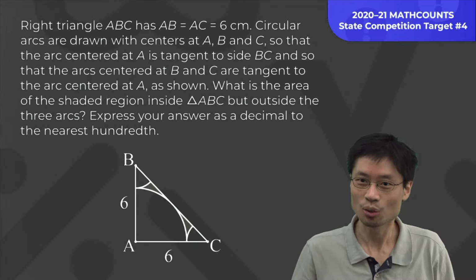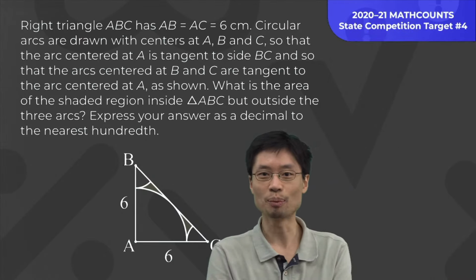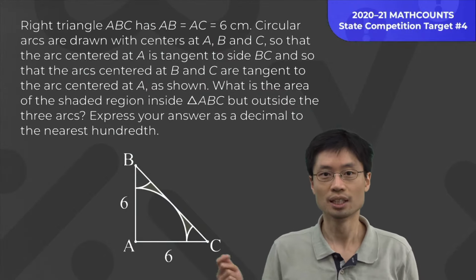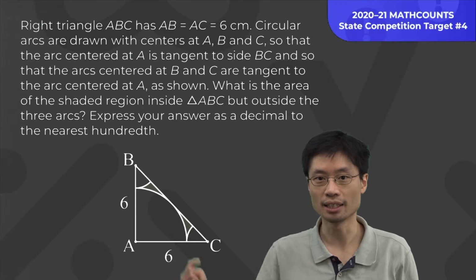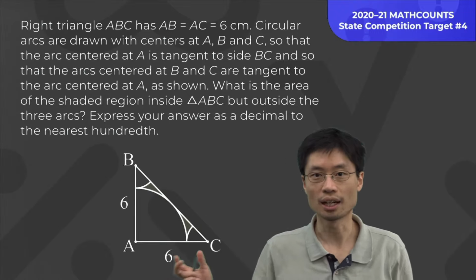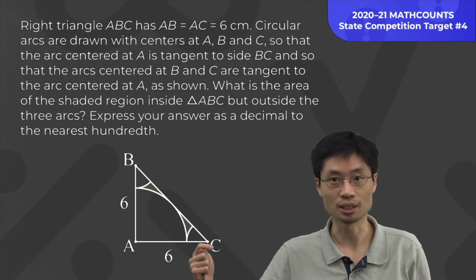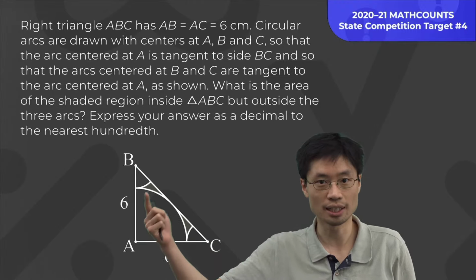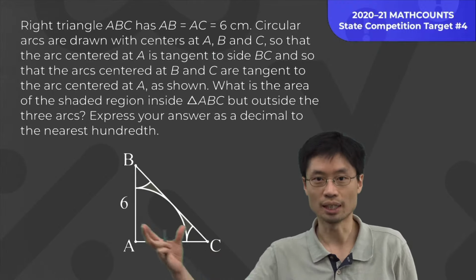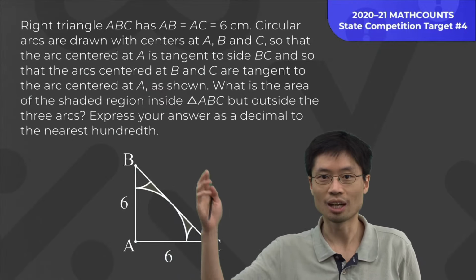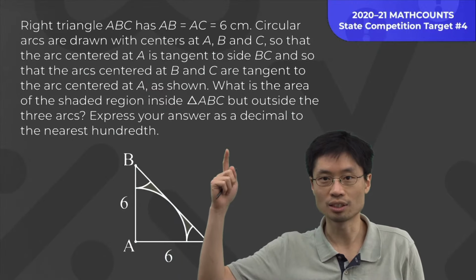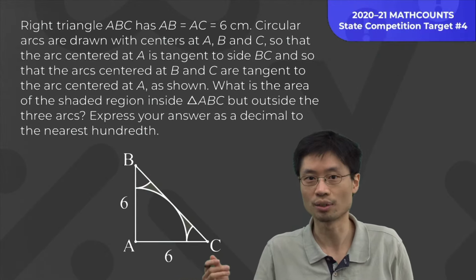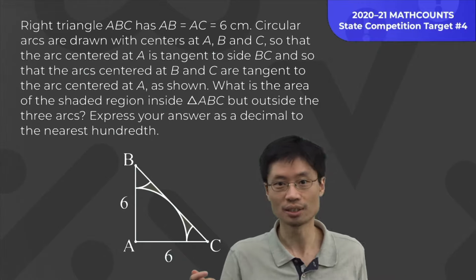And it's good. Question 4. Right triangle ABC has AB equals AC, both of which are 6 centimeters. Circular arcs are drawn with centers at A, B, and C, so that the arc centered at A is tangent to side BC, it sure is, and so that the arcs centered at B and C are tangent to the arc centered at A, as shown. Yes, so it goes up to that point. Now it asks, what is the area of the shaded region inside triangle ABC, but outside of the 3 arcs? Express your answer as a decimal to the nearest hundredth.